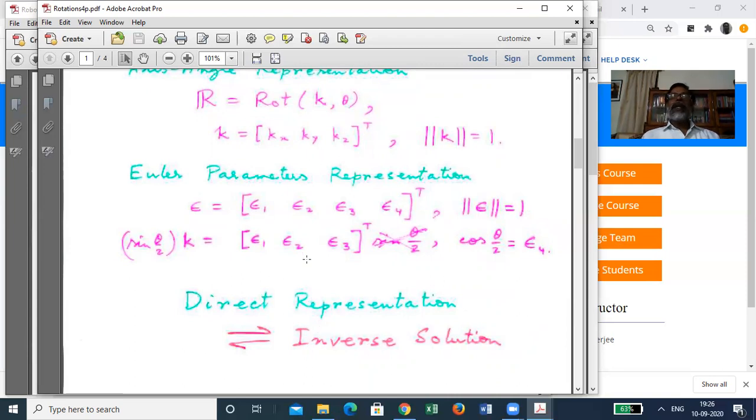That means if you know these parameters, these coordinates, the three Euler angles, the three roll pitch yaw angles, or this axis and this angle, or these four parameter values, then how to find out the rotation matrix. That is a direct representation. On the other hand, if you are given the rotation matrix, then from there to get the values of these, that is the inverse solution.